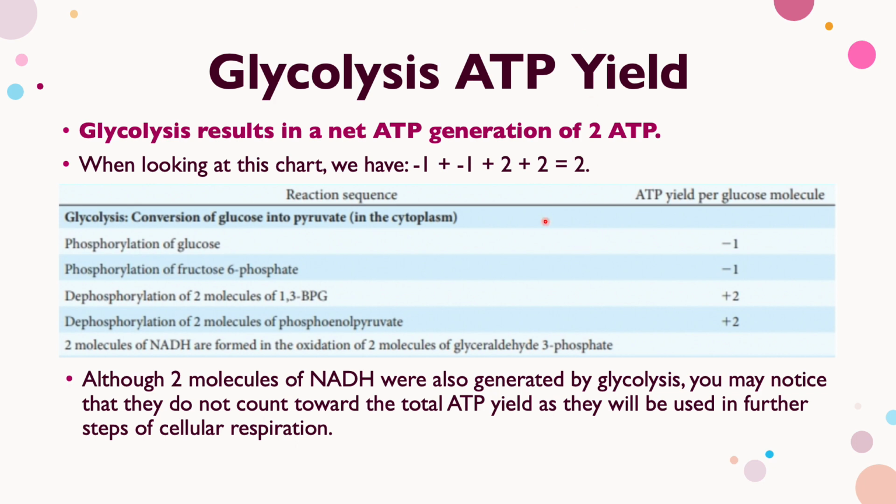This chart is basically totaling everything that we just talked about in the previous slide. So when we look at this chart, we have -1 plus -1 plus 2 plus 2, which is equal to 2. And although 2 molecules of NADH were also generated, as you can see here in this last line, you may notice that they do not count toward the total ATP, as they will be used in further steps of cellular respiration. So we will come back to this.